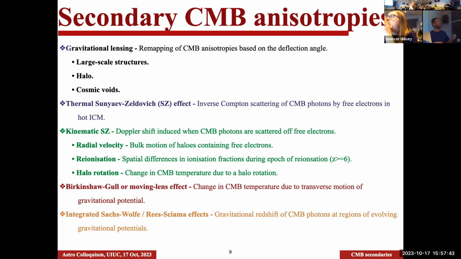So this can be due to large scale structures. Basically, structures in the universe can be due to a single halo, clusters or galaxies, and it can also be due to underdense regions like cosmic voids.